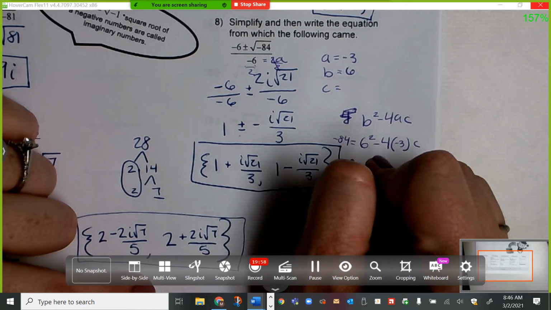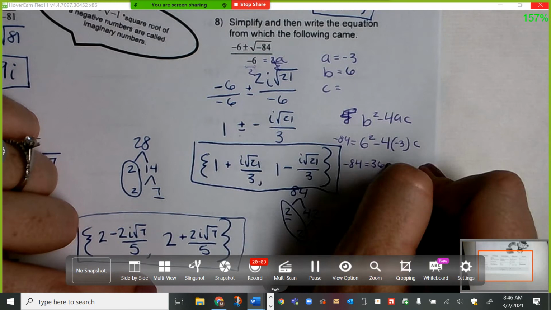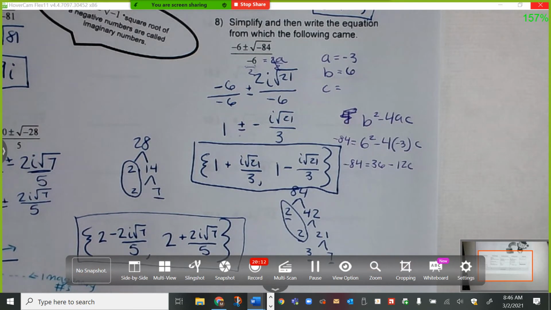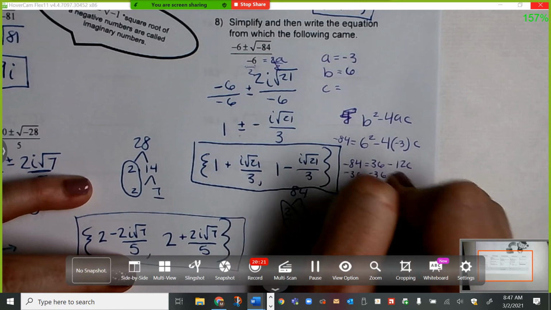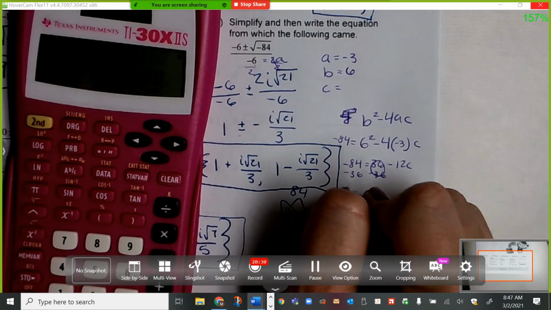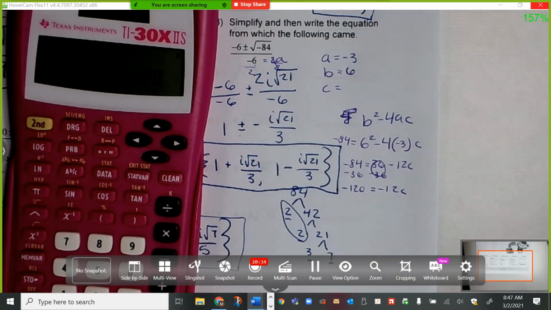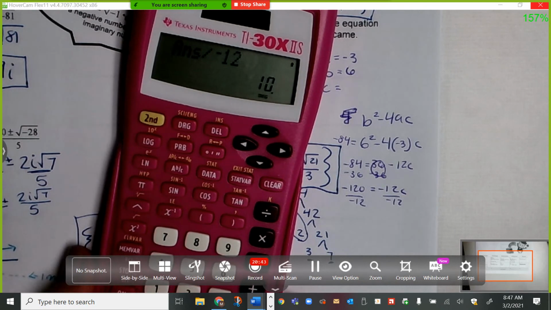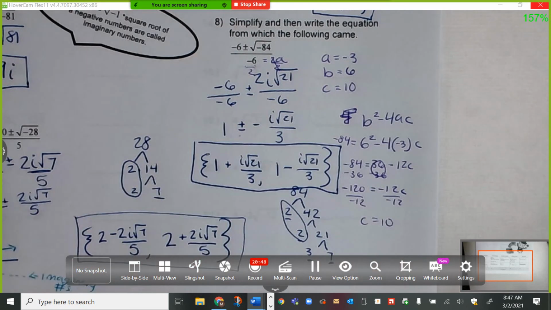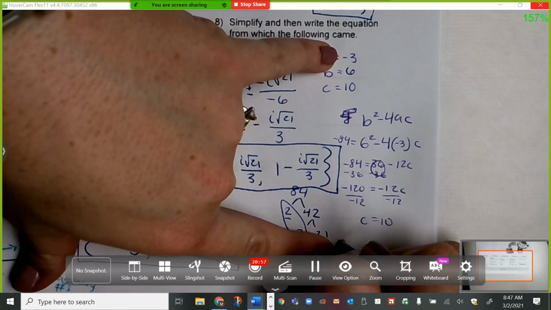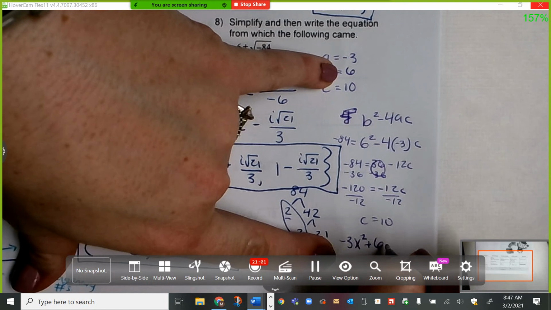Yeah, so this gives me 6 squared is 36. What's negative 4 times negative 3? 12C, because that C is still there. So what do I need to move? The 36. How do I move that 36? Subtract it from both sides. So I get negative 84 minus 36, which is negative 120. Now what? Divide by negative 12. And what's my answer? So the equation it came from, what would that look like? Well, A. So negative 3x squared, positive 6x, positive 10.